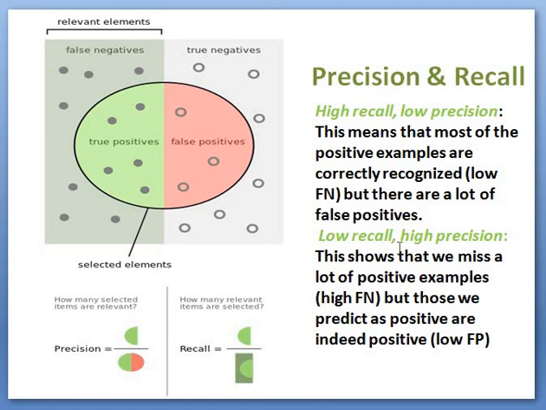And low recall and high precision means that we miss a lot of positive examples, but those we predict as positive are indeed positive. High recall and low precision means positive examples are highly recognized, that is low false negatives, but there are a lot of false positives. Low recall and high precision means we miss a lot of positive examples, that is a high number of false negatives, but we predict positive as indeed positive, that is a low number of false positives.